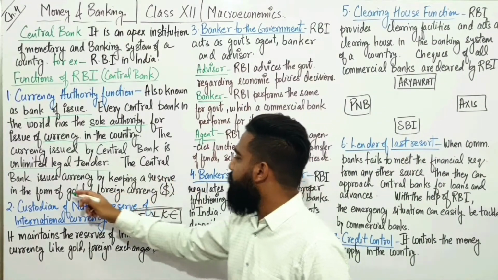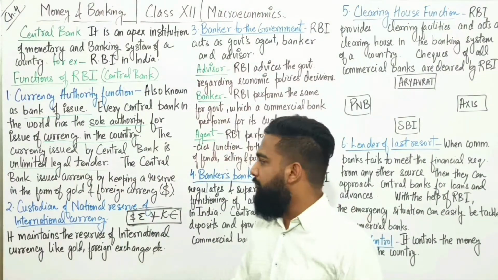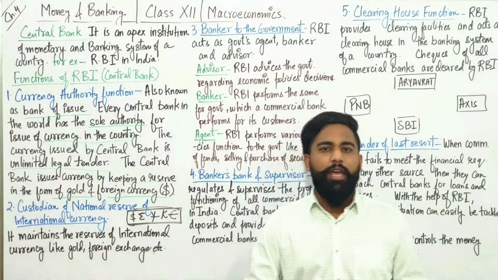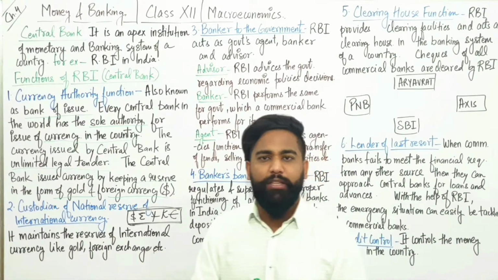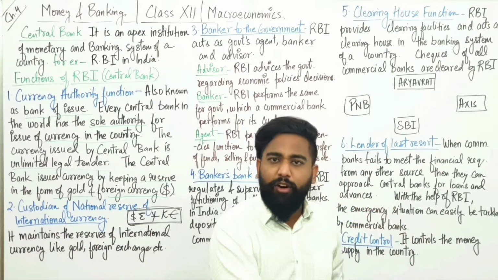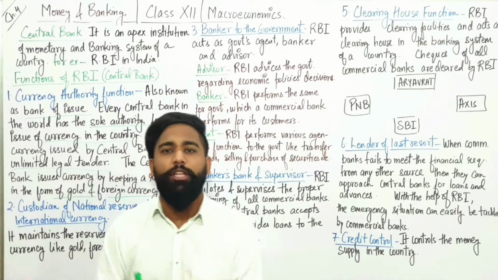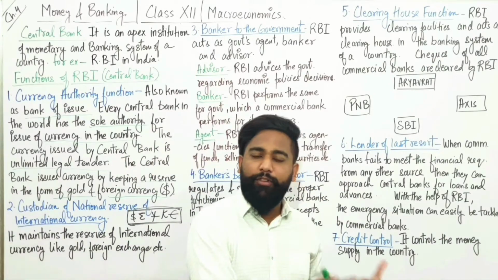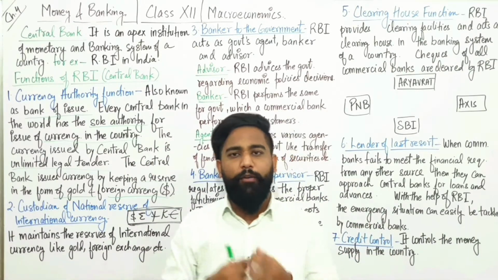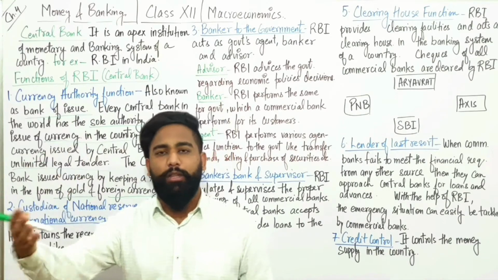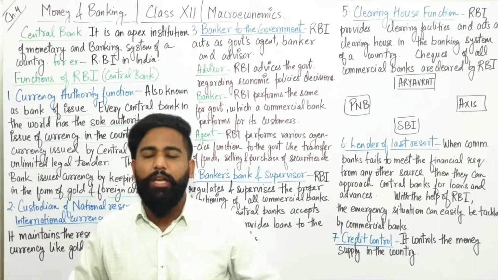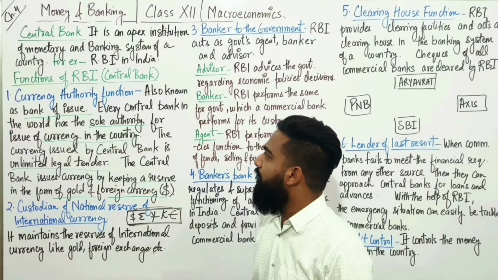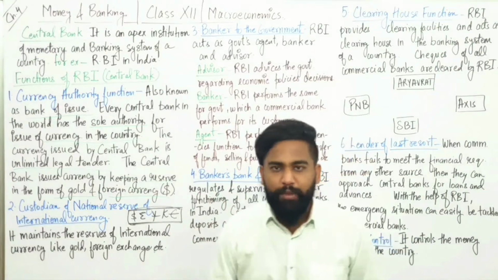Now, the central bank issues currency by keeping a reserve in the form of gold and foreign currency. Suppose they have gold worth 1 lakh rupees. They will keep the gold as a reserve of 1 lakh rupees, and then they will issue 1 lakh rupees of currency notes and coins. So by keeping the worth of 1 lakh rupees with themselves in the form of gold or dollars, they manufacture and issue currency and coins worth exactly 1 lakh rupees. This is the first function, the currency authority function.